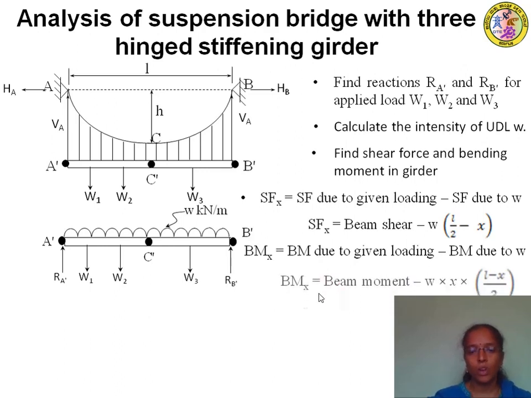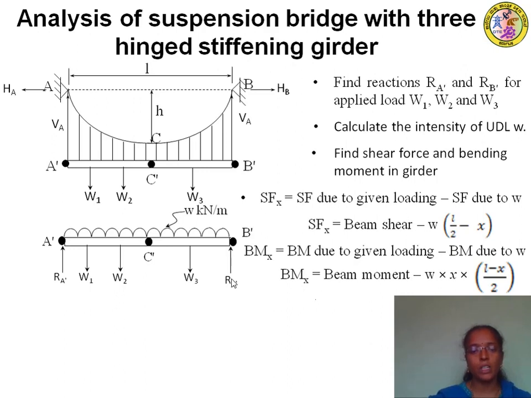If you write the equation, bending moment at any section X is equal to the beam moment, that is bending moment due to these applied loads, minus bending moment due to this UDL, which is given by W into X into (L minus X) by 2, where X is the section where we require the bending moment and L is the span of the beam.